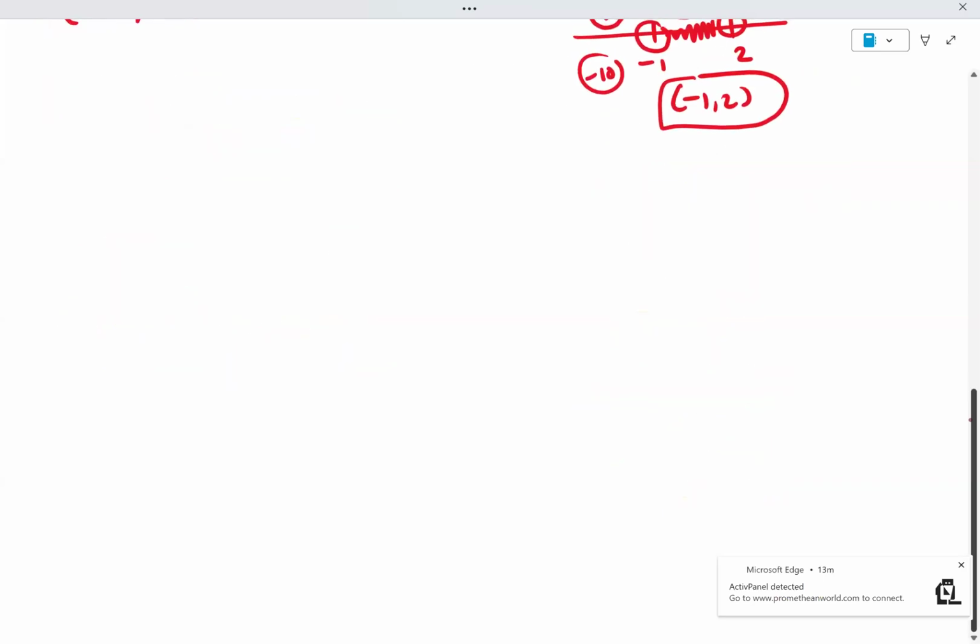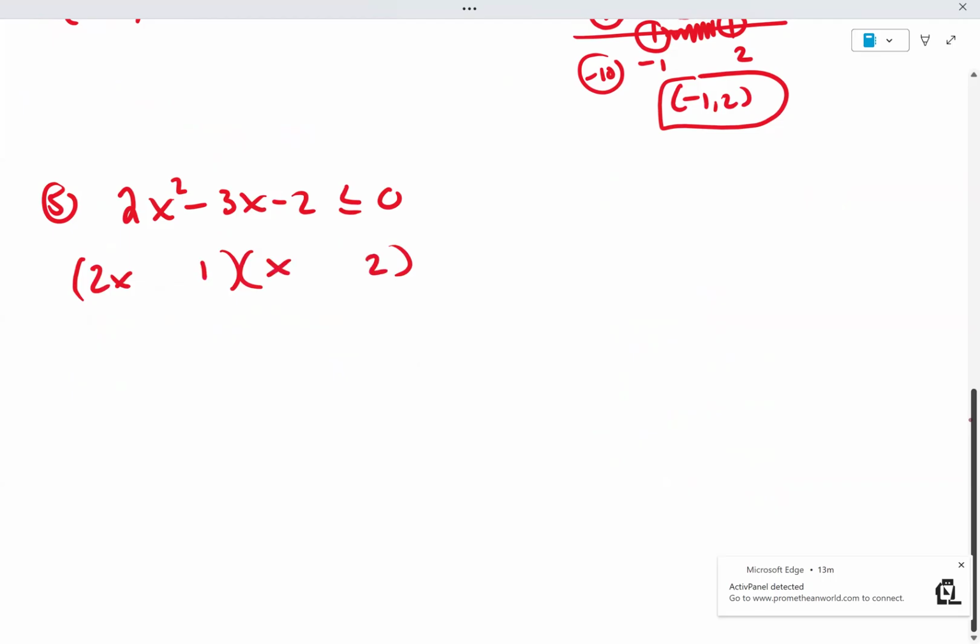And 5 and 6 are kind of the old problems. And number 5, it's already set to 0, but I got to reverse FOIL this into, I'm going to try 2x and x, and 2 and 1. And that's going to be the minus, and that's going to be the plus. I do need that because the outer is negative 4x plus 1x is negative 3x. So my critical points now are negative 1/2 and 2.